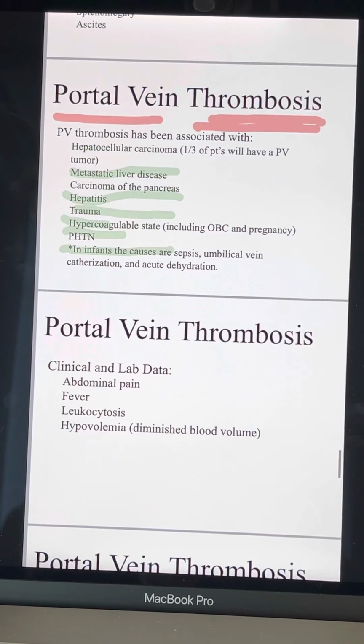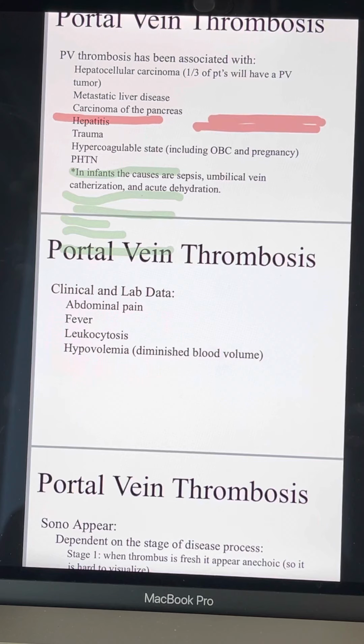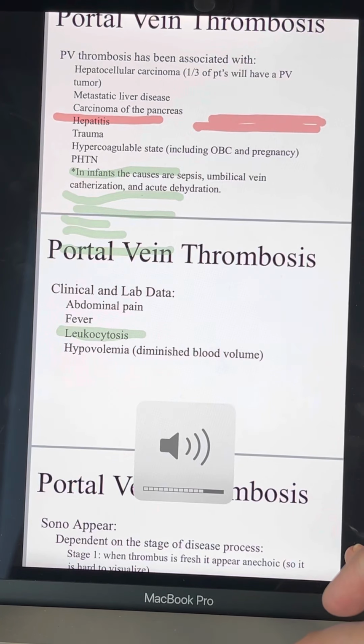Clinical and lab data with portal vein thrombosis: the patient might have abdominal pain, fever, leukocytosis, hypovolemia. Leukocytosis, if there is any kind of bacterial growth because of stasis, because if the flow gets slow, the chances that bacteria can grow somewhere go up too. So it is not like portal vein thrombosis is always going to give these clinical presentations to the patient, but the patient might get any of these presentations.